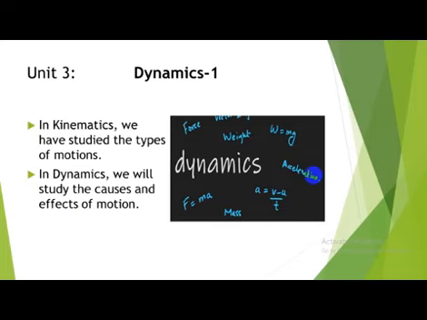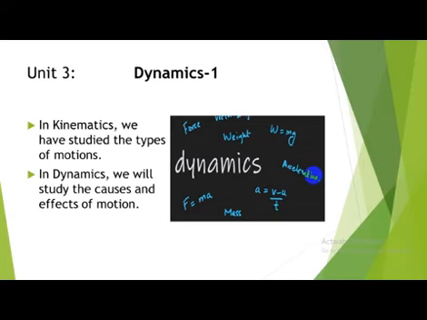Previously, we have studied kinematics. Now we are going to study dynamics 1. In kinematics, we have studied different types of motions. We have studied rotatory motion, circular motion, translatory motion, vibratory motion. In that chapter, we have just studied about the types, what type of motion a body can possess.